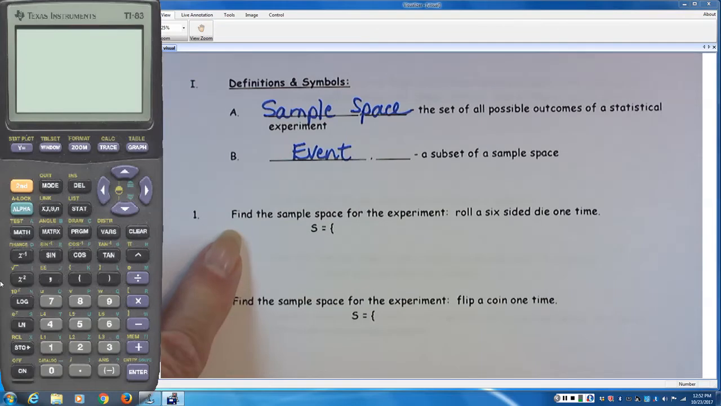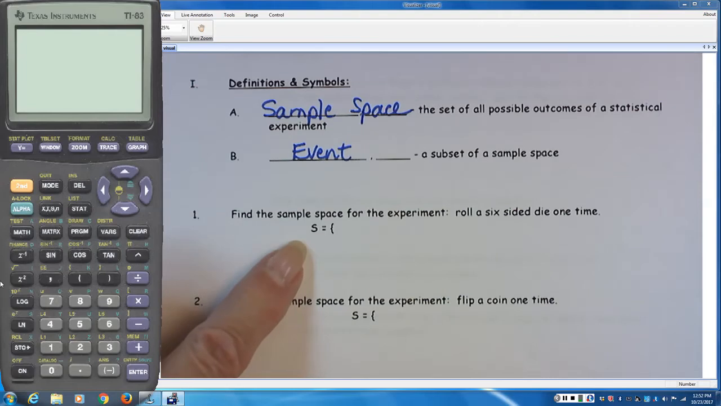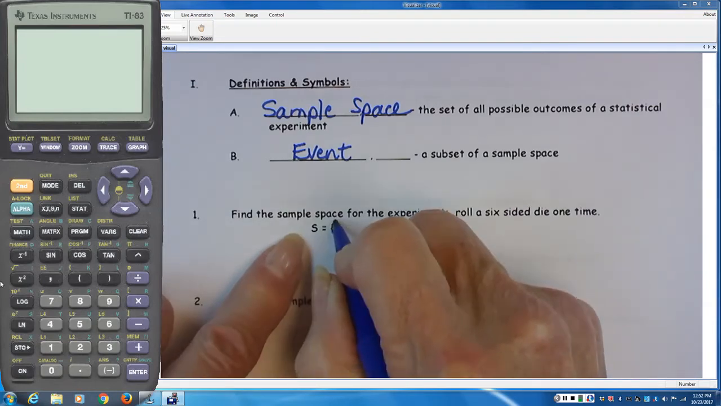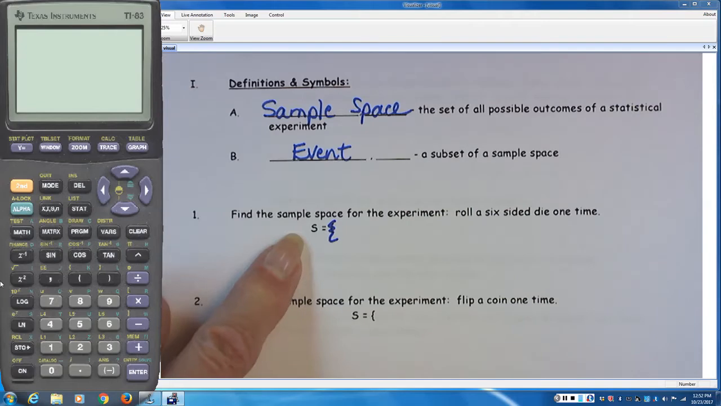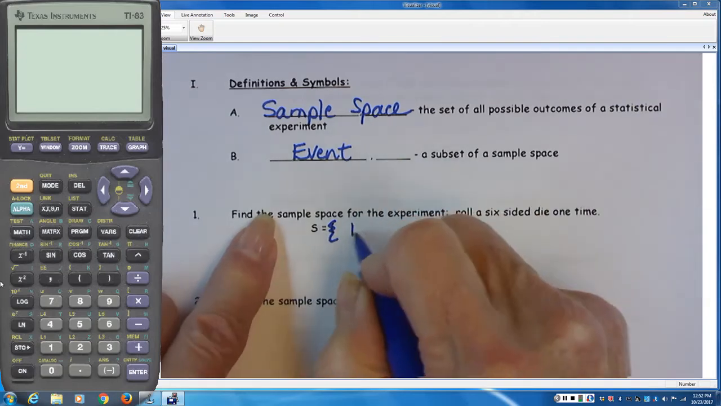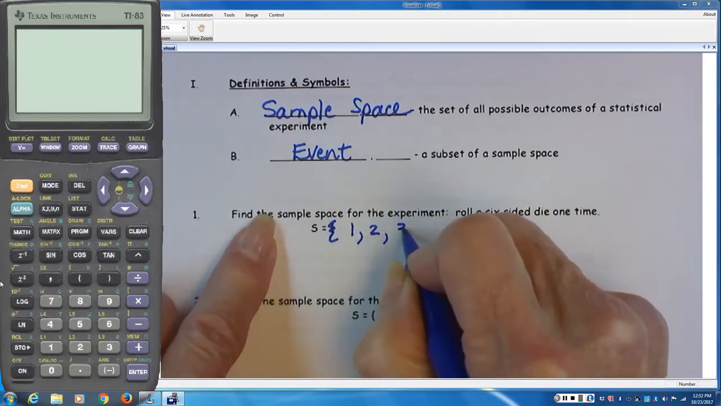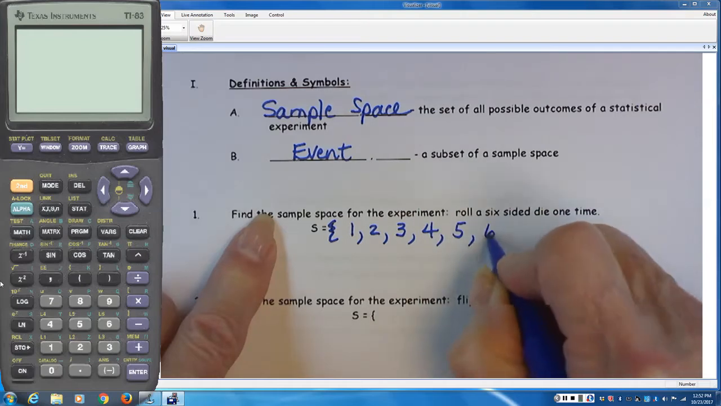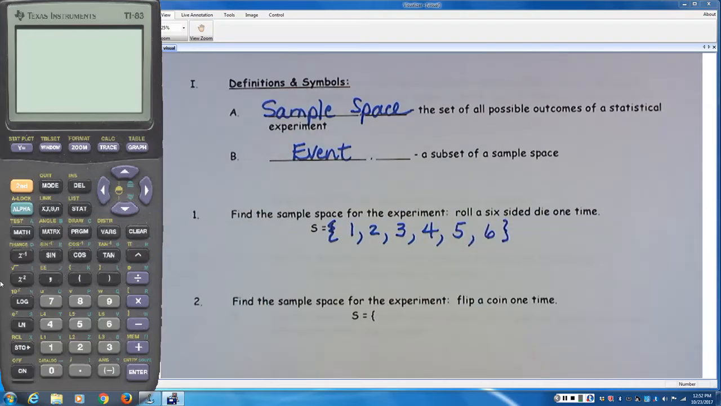This first one says, find the sample space for the experiment. Roll a six-sided die one time. What can happen if you roll a six-sided die? 1, 2, 3, 4, 5, 6. So the correct terminology uses a little curly bracket and it lists 1, 2, 3, 4, 5, 6, and then you close the bracket.